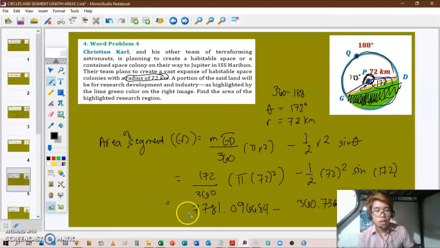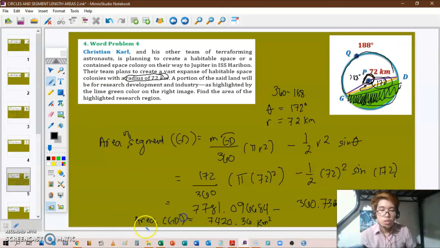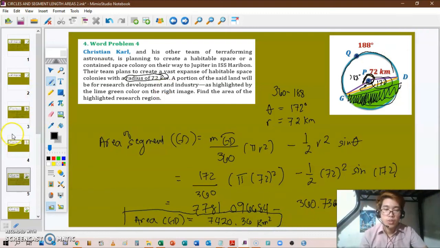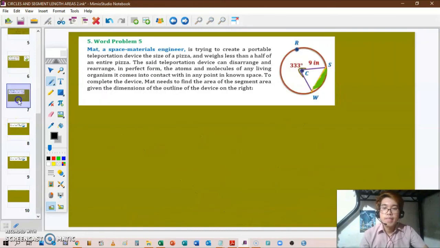So therefore, we're going to get a large area for the research and development and industry portion of this circular space colony on Jupiter. Okay, so this is going to be a habitable space. So this is going to be 7,420.36 squared kilometers. This is the area of segment GD. The area of segment GD is going to be equal to 7,420.36 squared kilometers. Okay, next question.